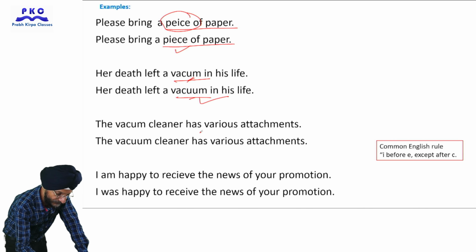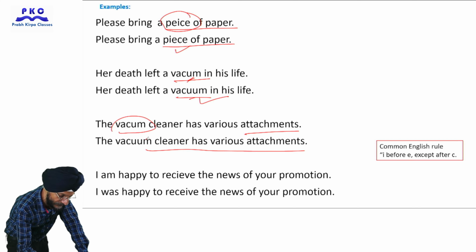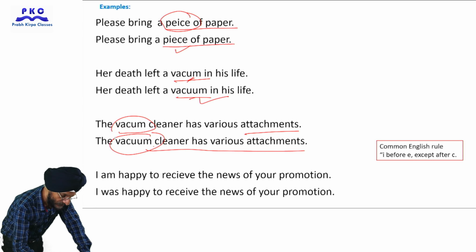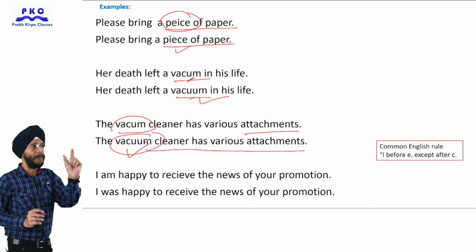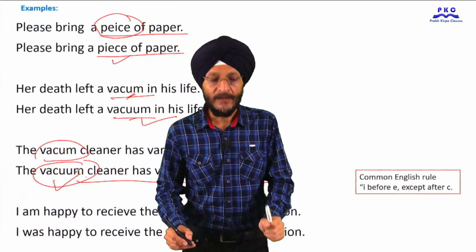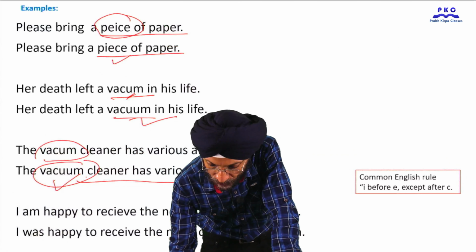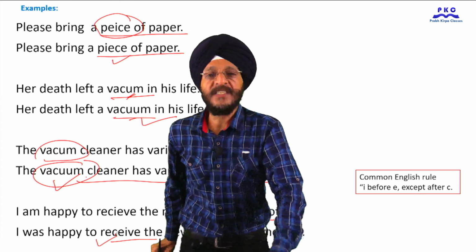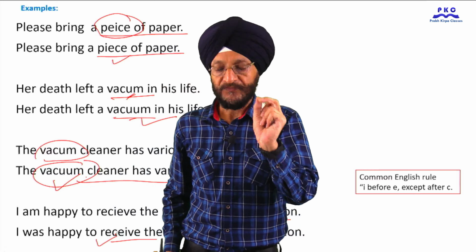In the same way, the vacuum cleaner has various attachments. Here the double U is to be used in the case of vacuum. I am happy to receive the news of your promotion. Here, this receive is correct.